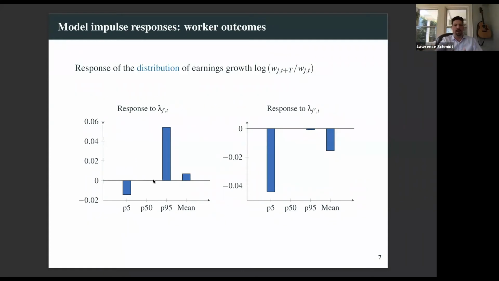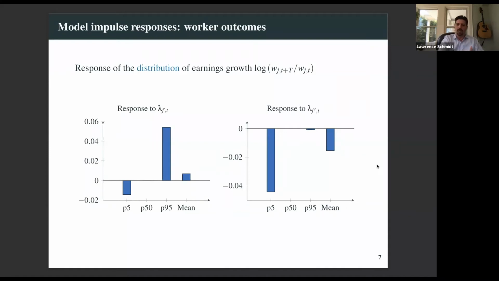Some of them are going to be better off. Those are the people, say, at the 95th percentile of the distribution. They were matched with new product lines that became more productive, and so their wages are going to increase. Likewise, some workers are going to be replaced. They're here in the 5th percentile, and they're going to be worse off, even though the firm itself is better off. It has become more productive.